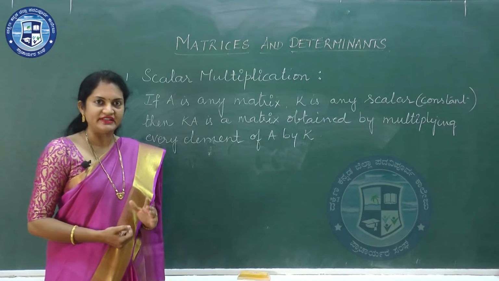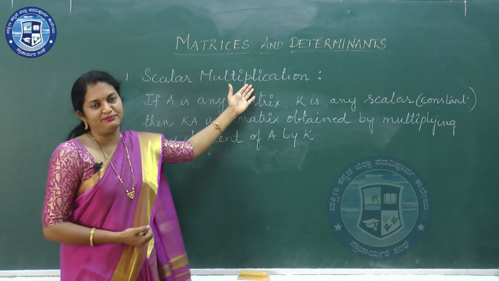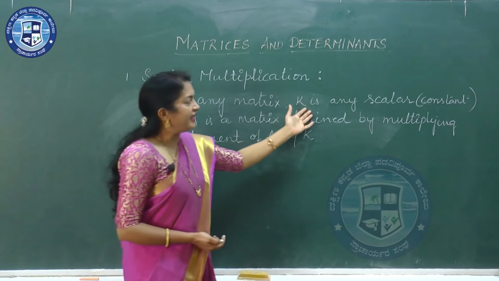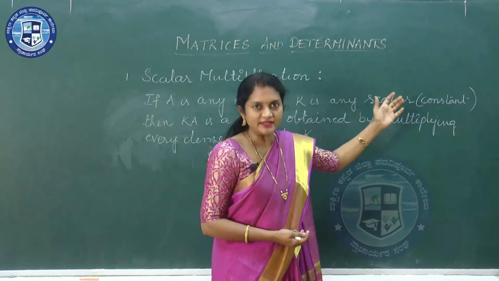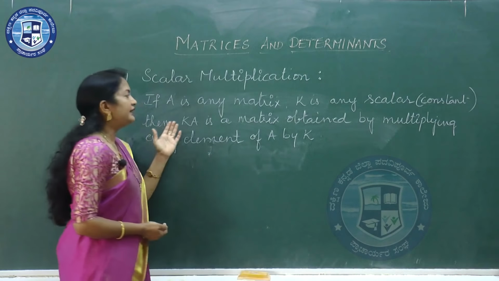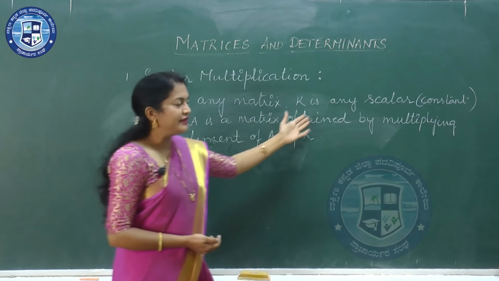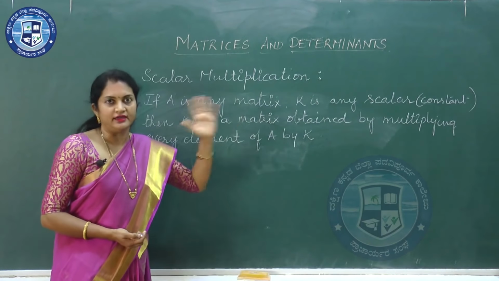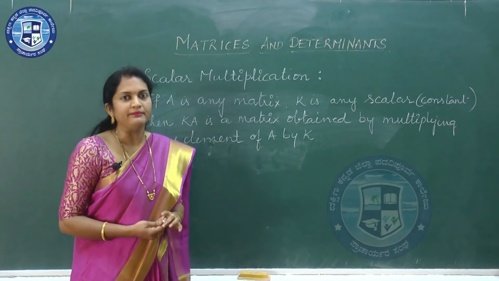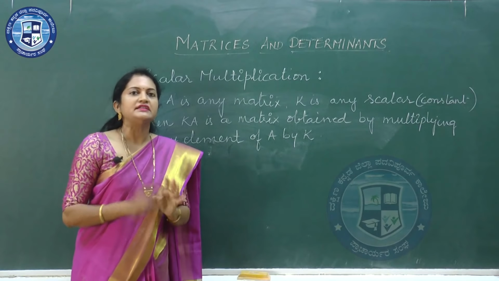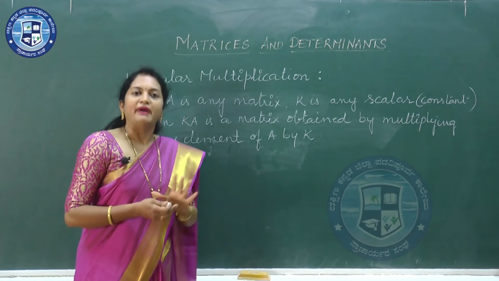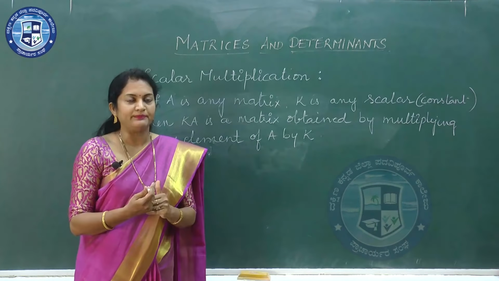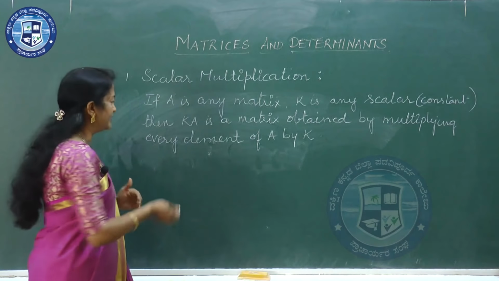These are the topics we are going to cover in this session. First we will see what is scalar multiplication. If A is any matrix and K is any scalar, scalar means a constant, then KA is a matrix obtained by multiplying every element of A by K. This is called scalar multiplication. Simply, scalar multiplication means multiplying a matrix by a scalar quantity. How we will multiply, we will see with one example.